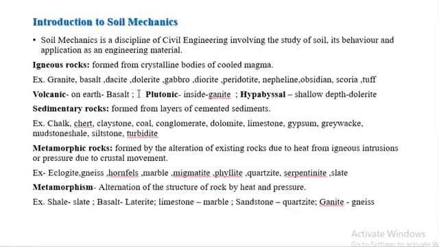So soil is fully composed of different types of rocks. The main types of rocks are igneous rocks, sedimentary rocks and metamorphic rocks. Igneous rocks form from crystalline bodies of cooled magma. Some examples are granite, basalt, dacite, dolerite, gabbro. Try to remember all the examples.